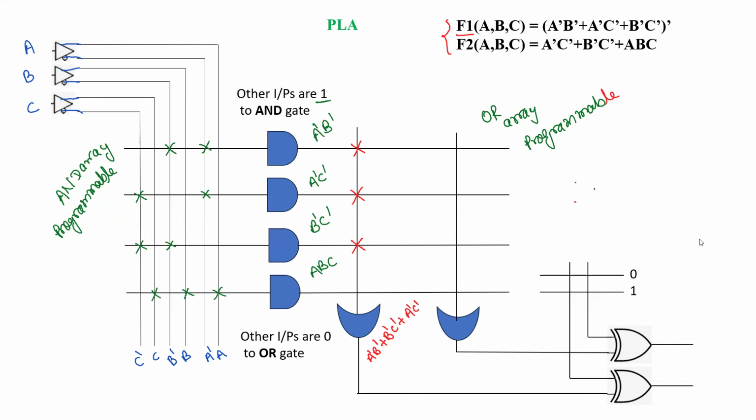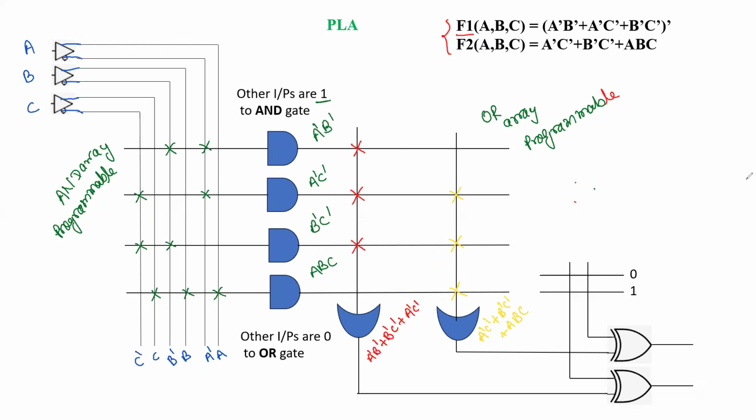Now for F2, what are the product terms? We have A dash C dash. Is that fuse blown? No. A cross means the fuse is intact. So A dash C dash is intact. The B dash C dash product term is available, so we have to put the cross. Again, the third one is ABC, so this also should be a cross. So we have marked the three product terms. Finally, this OR gate output is A dash B dash plus B dash C dash plus ABC.